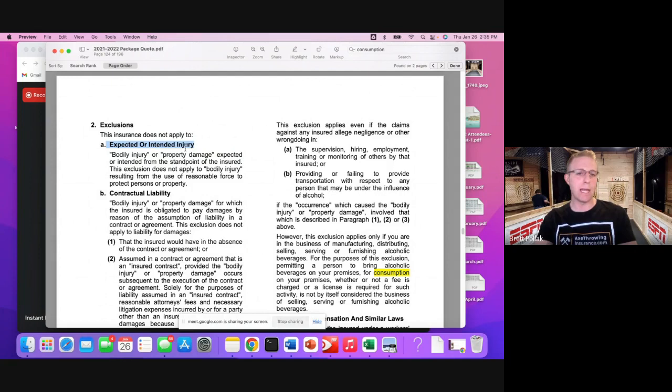Expected or intended injury, A. You can't go up to a person and punch them in the face because you do not like how they look and think your policy is actually going to cover you. But then it says this exclusion does not apply to bodily injury resulting from the use of reasonable force to protect persons or property. If you have a madman come in your place, he's trying to hurt everybody, of course, you'll have to use reasonable force to stop them. You're going to save everybody else inside.